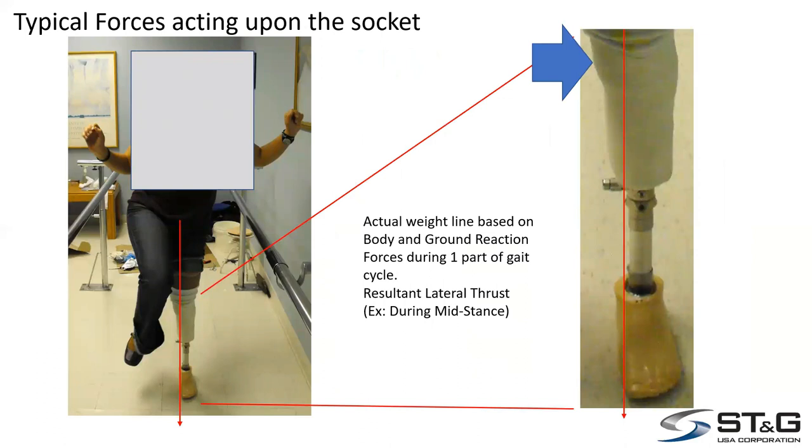Now, some of the forces that are occurring on a socket we'll get into. And what we're going to use as a reference is this part of the phase of gait. It's single limb support. It's basically during mid stance where they're trying to balance on the prosthesis and progress their foot forward. We're not looking at heel strike or toe off, we're just looking at this one part of gait because there's a lot going on here.